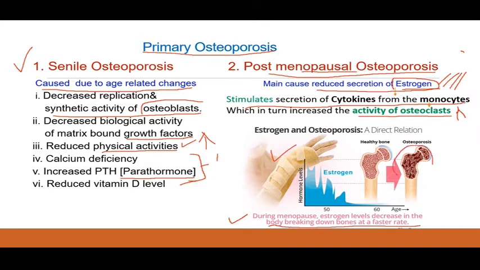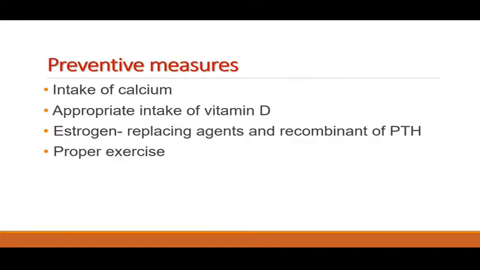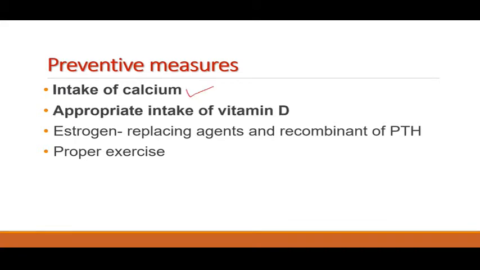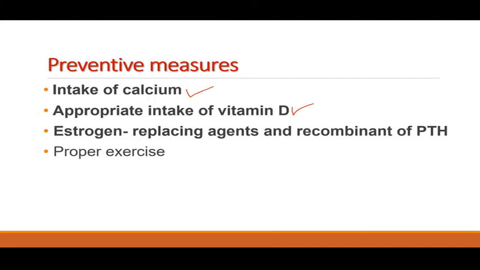rate. So, osteoporosis represents a condition of significantly reduced bone mass due to long-standing imbalance between bone resorption and bone formation. Bone resorption and formation are the essential components of the remodeling in the adult skeleton that continue throughout the life. So, here are some of the preventive measures. Intake of calcium is necessary. Appropriate intake of vitamin D. Estrogen replacing agents and recombinant PTH, and lastly the proper exercise is very useful in these cases.